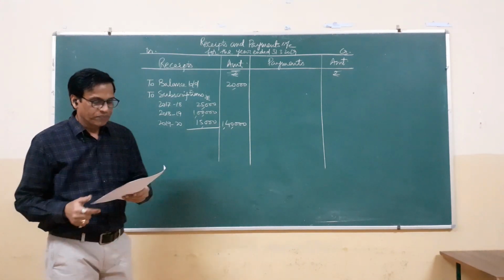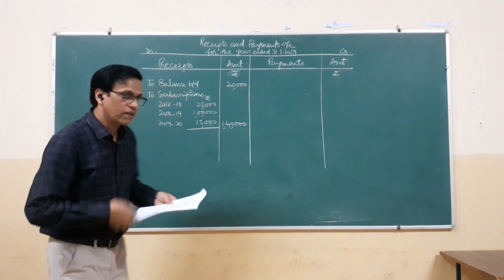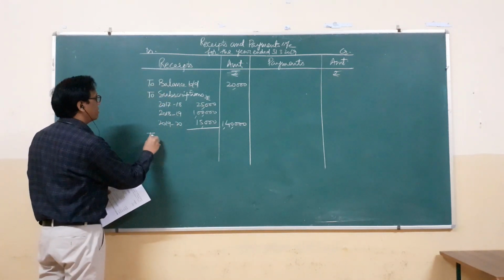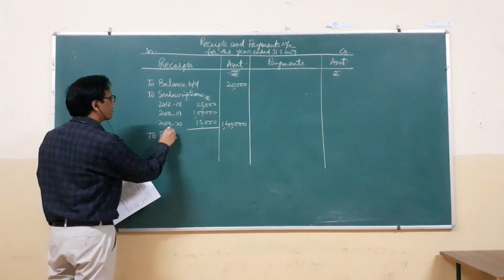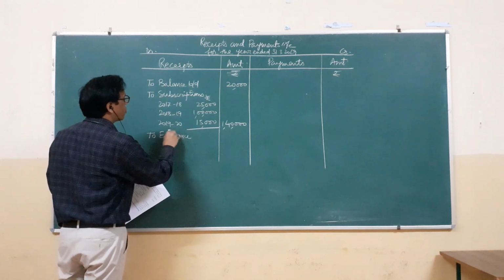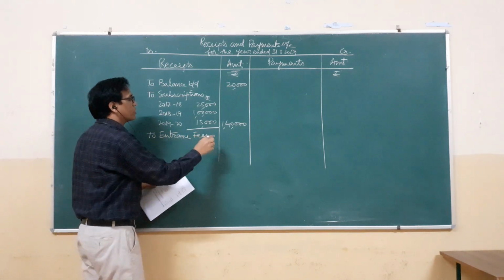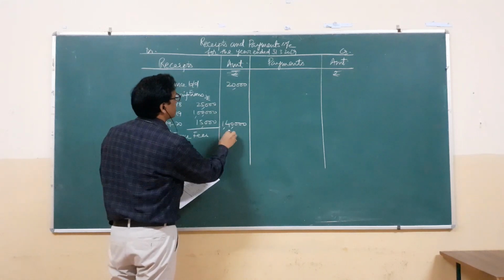The next item is entrance fee receipt. Here again we are receiving money. So we write on the debit side to entrance fee. We have seen in the format also the name of this item on the debit side. It is 45,000.